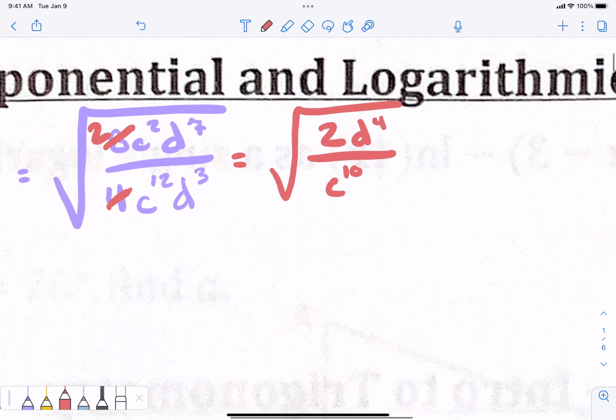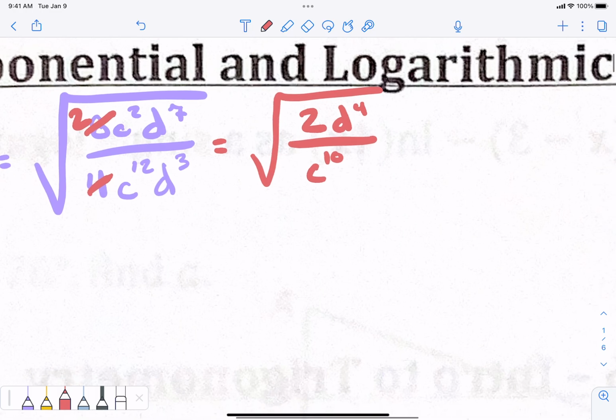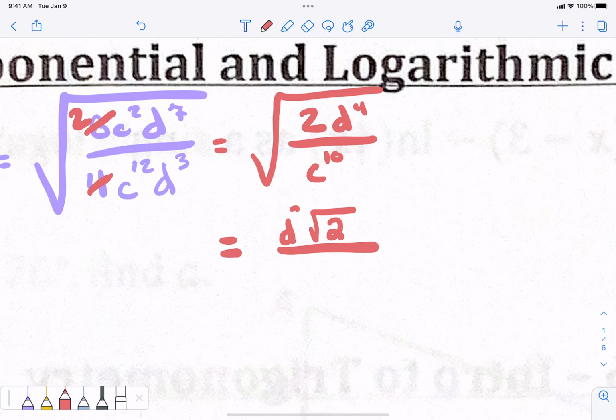Now I can't leave it like that because I have to take anything out of the square root that can be undone, right? The square root of 2 is the square root of 2, so I'm going to leave it as the square root of 2. What about d to the 4th power? What's the square root of d to the 4th power? D squared, but it comes out, right? The square root of d to the 4th power is saying what do you take times itself to get d to the 4th, right?